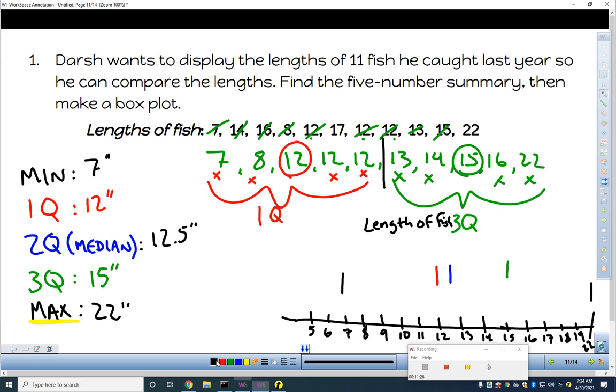And then you just kind of connect everything. So we draw our whiskers in. I connect.